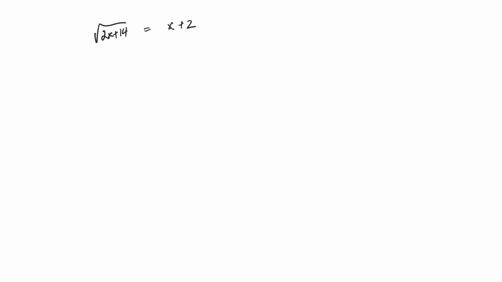Okay, here's a question where we need to solve for x. So to get rid of the square root, I need to square this side. If I do it on the left, do it on the right. So the left side will be 2x plus 14. The right side, you'll have two of these.